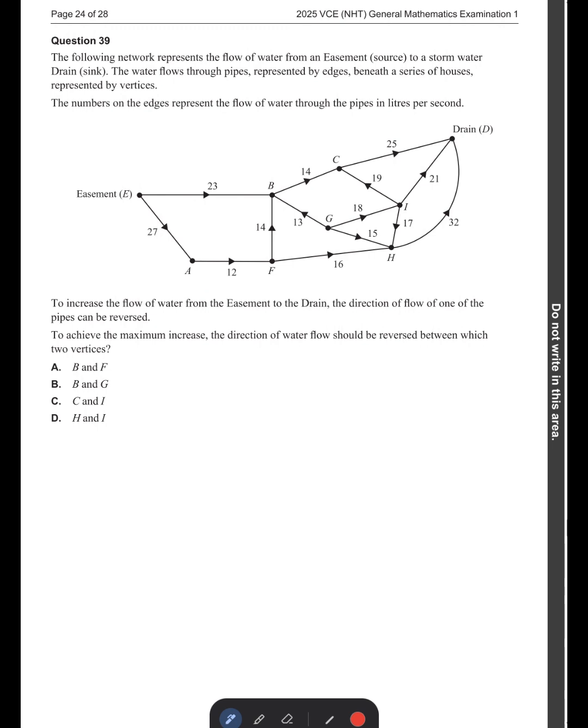Alrighty, question 39. The following network represents the flow of water from an easement into a stormwater drain. The water flows through pipes. The number represents the flow of water through the pipes in liters per second. To increase the flow of water from the easement to the drain, the direction of flow of one of the pipes can be reversed. To achieve the maximum increase, the direction of water should be reversed between which two vertices.